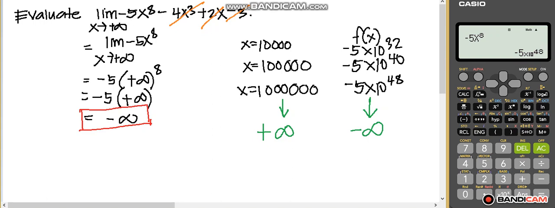At yung infinity raised to a number, lalong hindi rin naman yun nakakalito. Okay? Kasi infinity raised to a number will always be infinity. Okay? So, yun.